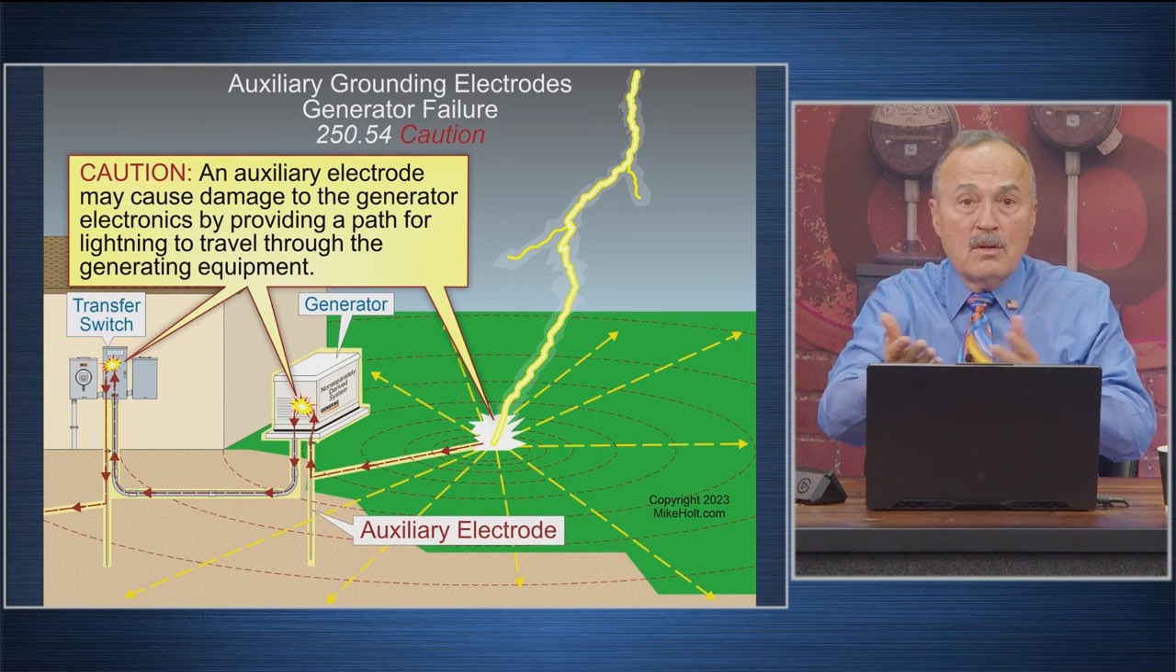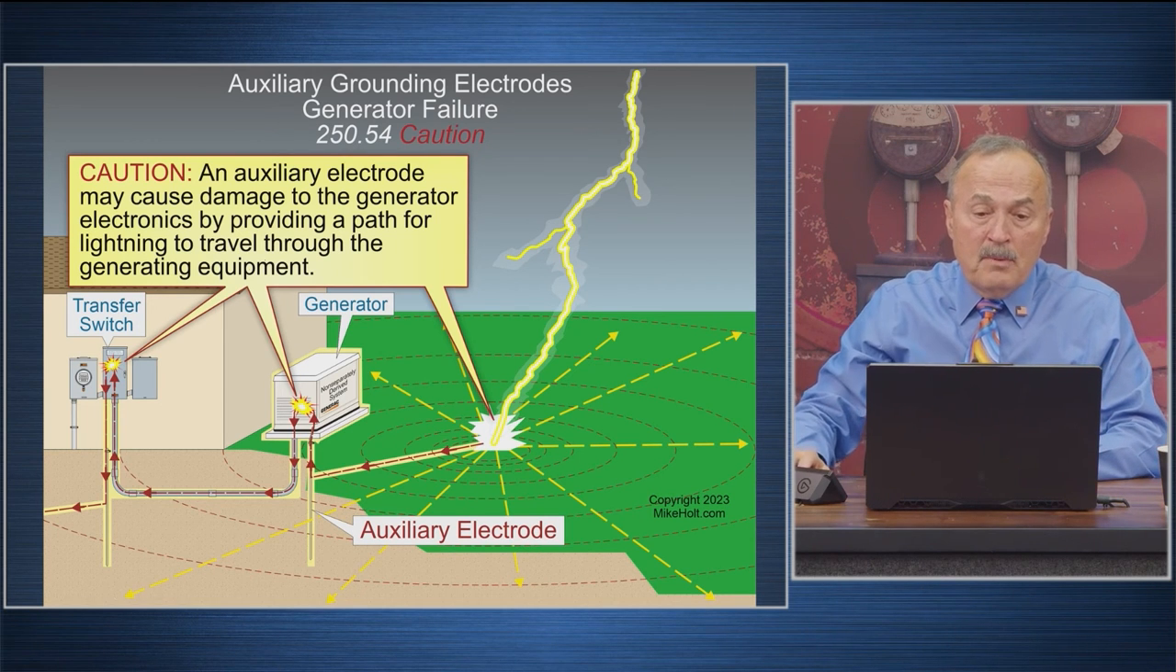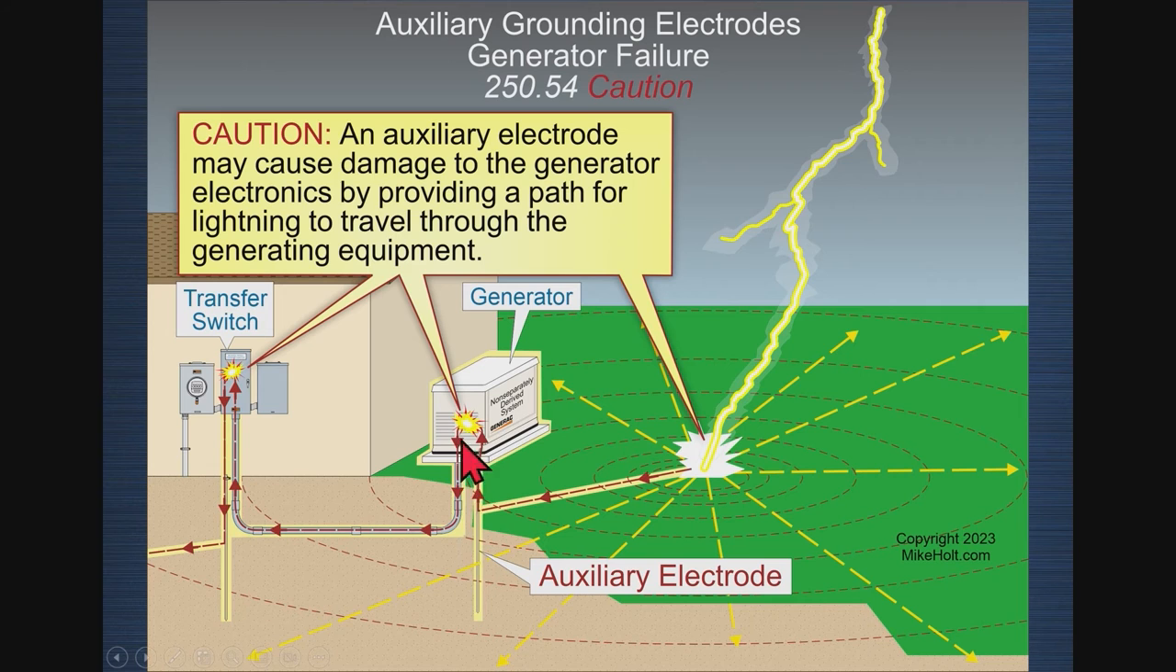But then we learned how to. Right. Now, here's an example of a generator. You wouldn't want to take a generator and ground it to the earth, and then run an equipment grounding conductor, because at the service, which we're going to talk about, we have to ground the metal parts to the earth.